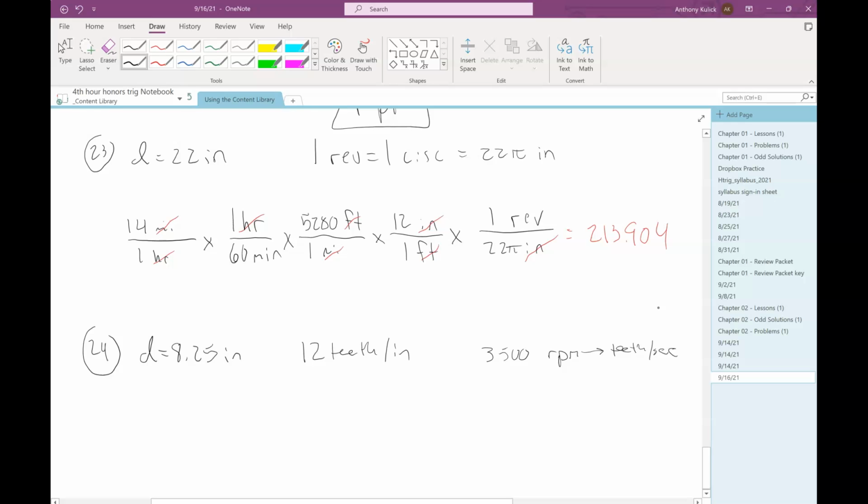Okay, so I'm going to start with the 3,500 revolutions per 1 minute. And I would start by converting minutes to seconds. That's easy to do right away. So I know 1 minute is 60 seconds. And you're good with the units having to be diagonal from one another, right? That's how I know minutes is on top. Well, I know that 1 revolution is equal to 1 circumference. And in this case, that's going to be 8.25 pi inches.